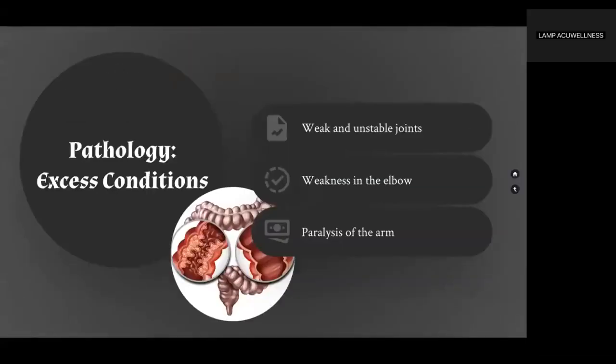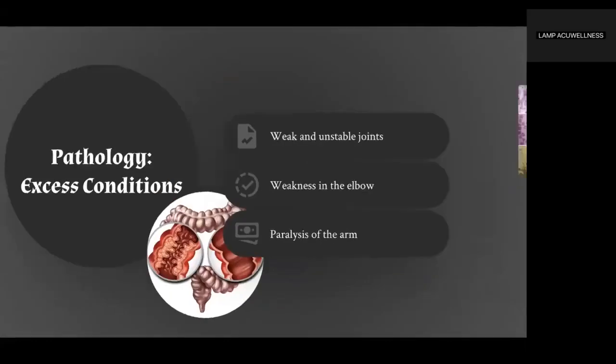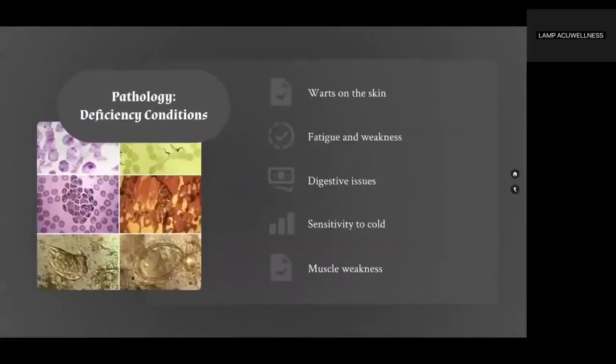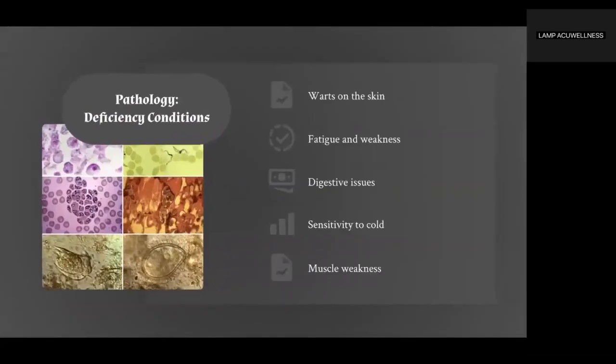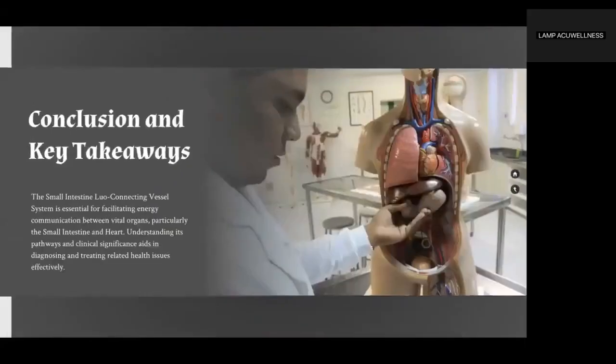overall vitality. Pathology, excess conditions: weak and unstable joints, weakness in the elbow, paralysis of the arm. Deficiency conditions: we have warts on the skin, fatigue and weakness, digestive issues, sensitivity to cold, muscle weakness. The small intestine Luo-Connecting Vessel system is essential for facilitating energy communication between vital organs, particularly the small intestine and heart. Understanding its pathways and clinical significance aids in diagnosing and treating related health issues effectively.